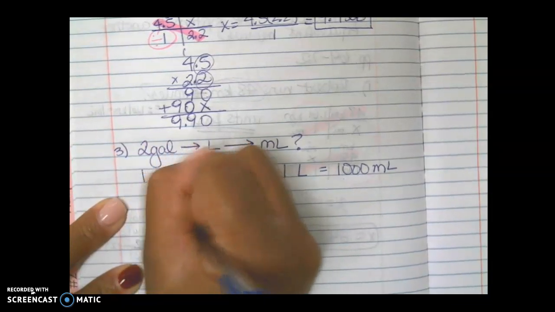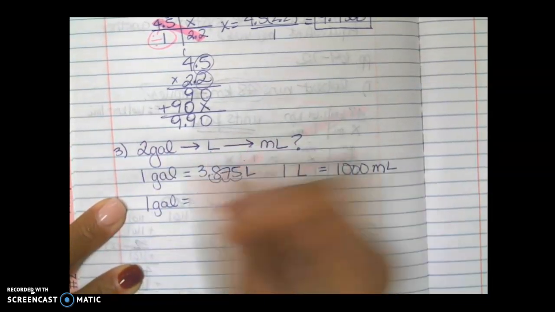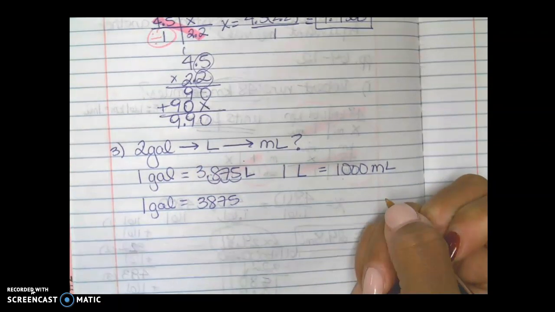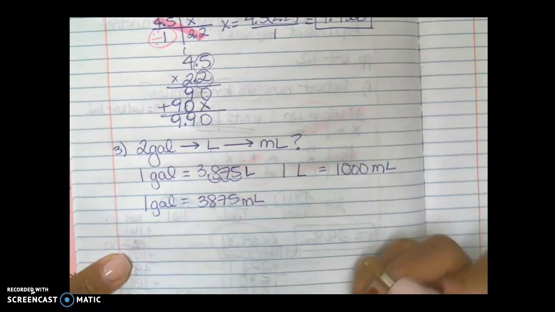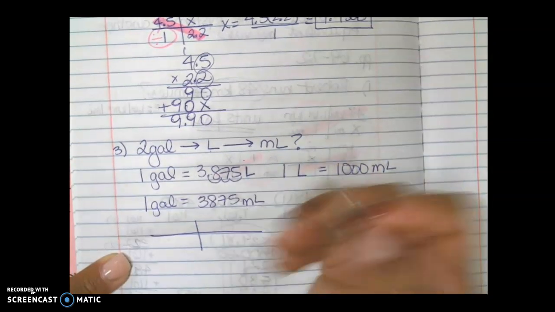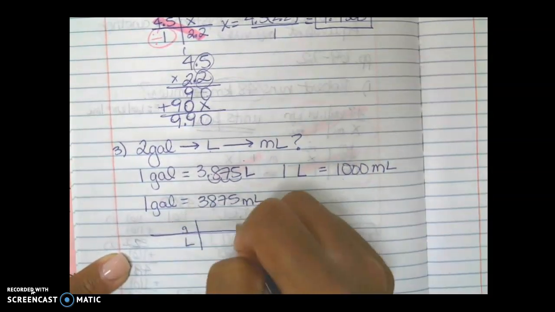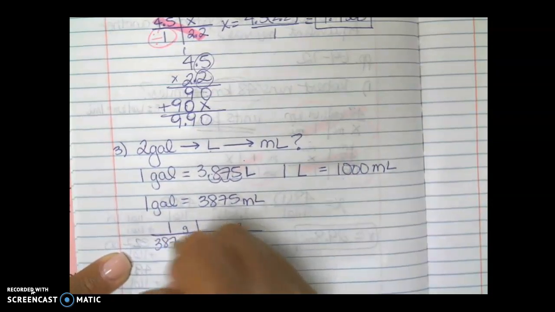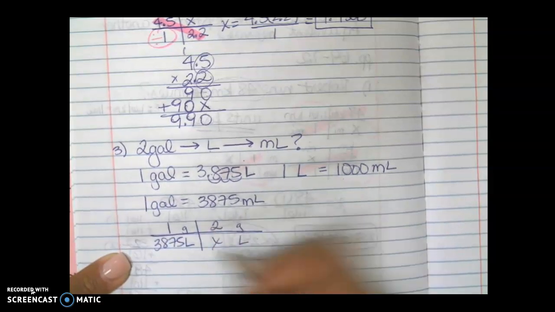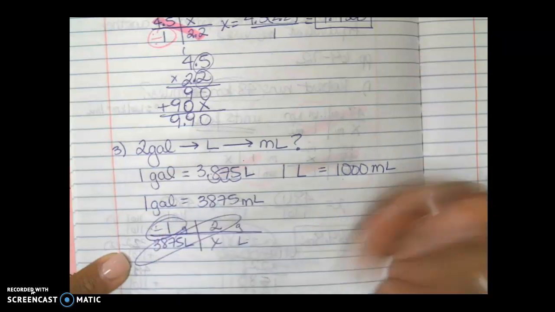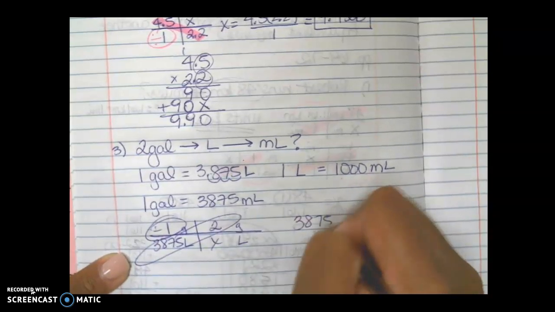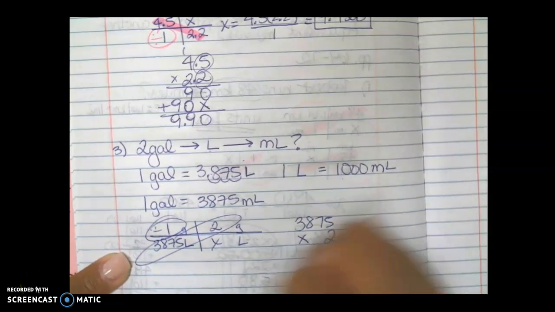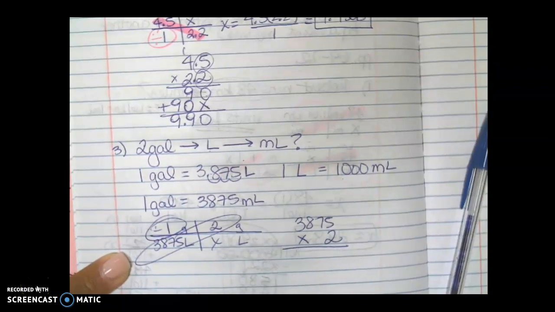So 1 gallon equals how many milliliters? 3,875. Now I want 2 gallons. So I got gallons and milliliters. 1 gallon is 3,875. 2 gallons is X. Multiplied by 2. You don't need to divide by 1 because it's just going to be itself. 3,875 times 2. Work it out. Hold up.